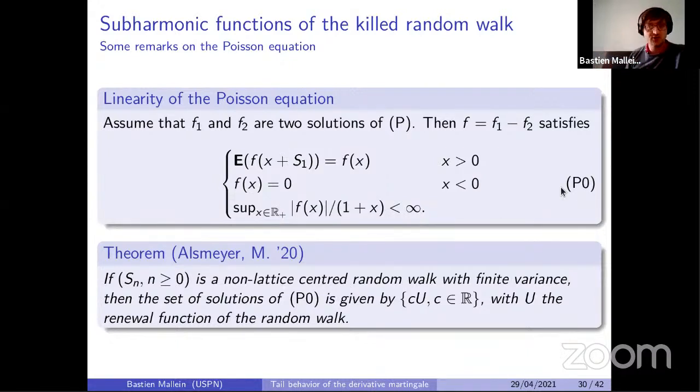is known from a joint work with Gerold Elsmeyer, which showed that when we have an unsorted random walk with finite variance and a function that satisfies all three properties like this, then this function is always the renewal function of the random walk multiplied by some constant. Okay, so there is essentially one function that satisfies all three equations, up to multiplication by a constant.